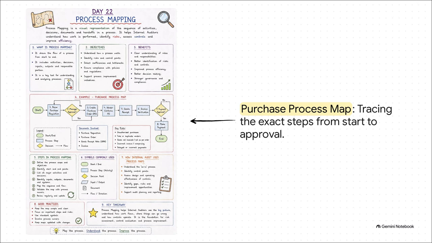So, say John in IT needs a new laptop. That request leads us to a critical diamond-shaped decision point, manager approval. Now, if the answer is no, the arrow loops us right back out, process over. But if the answer is yes, we keep moving forward.